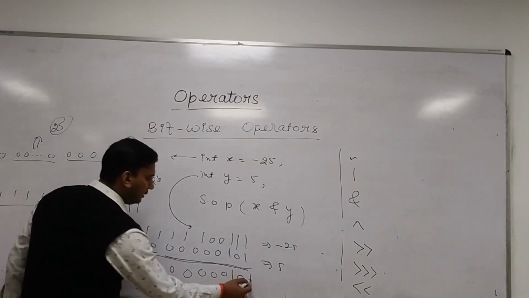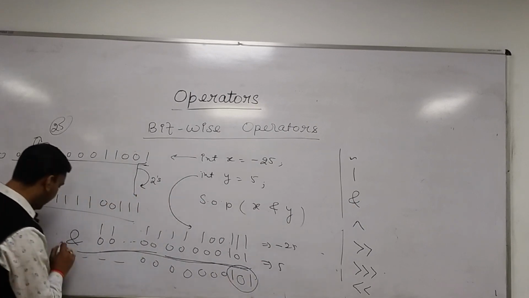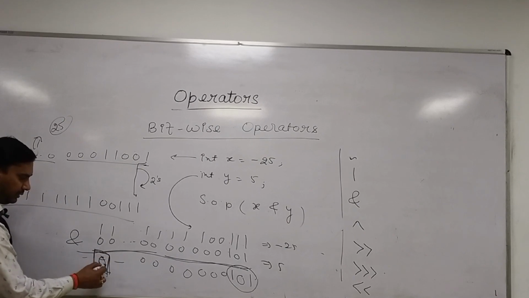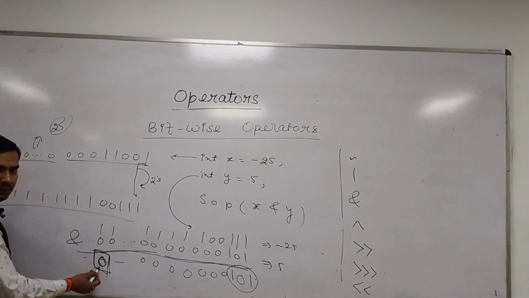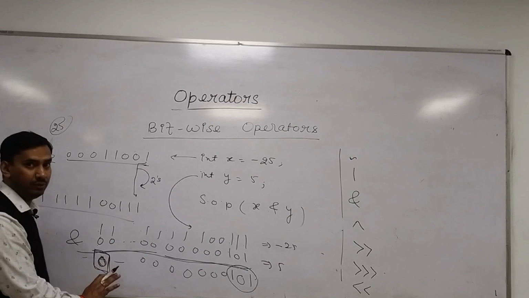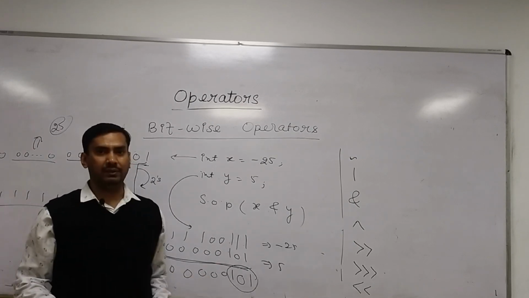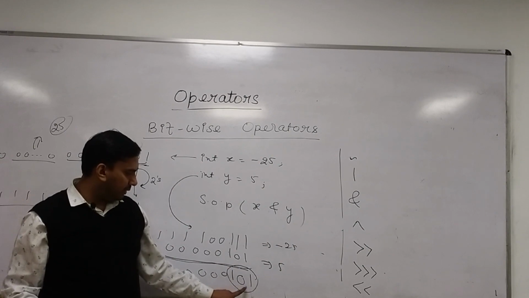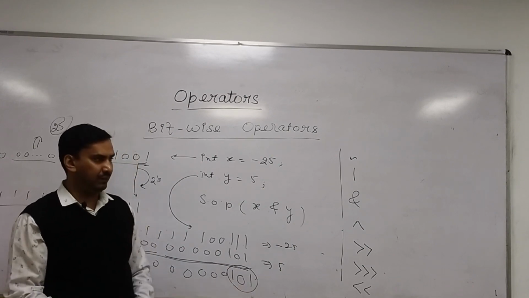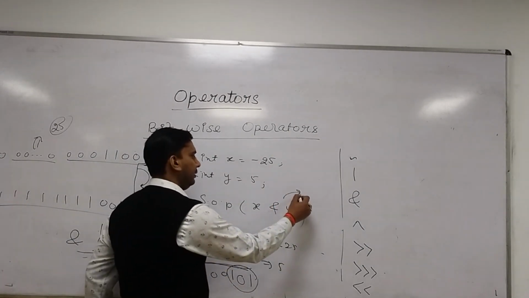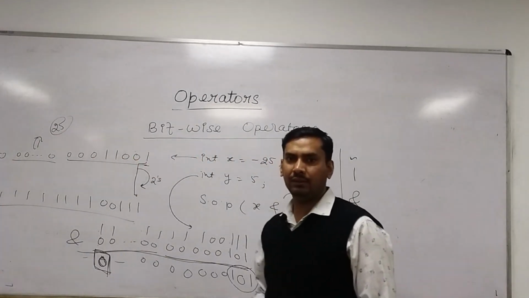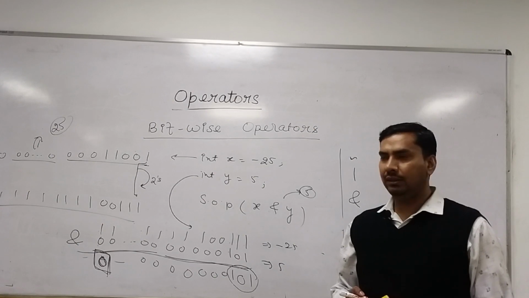So the result is, here also the MSB is 1 and 0, 0. Means the result will be a positive value. You can see here 1 and 0 will give you 0. It means the result is a positive value. It means we can directly read the value. Right? So the value is 1 plus 4, that is 5. So here the result will be 5. Fine?